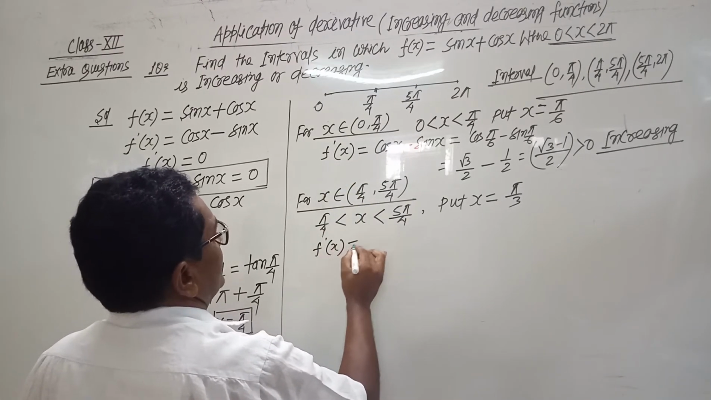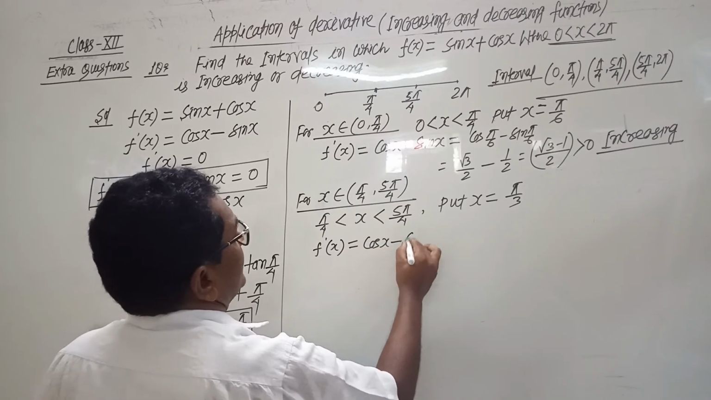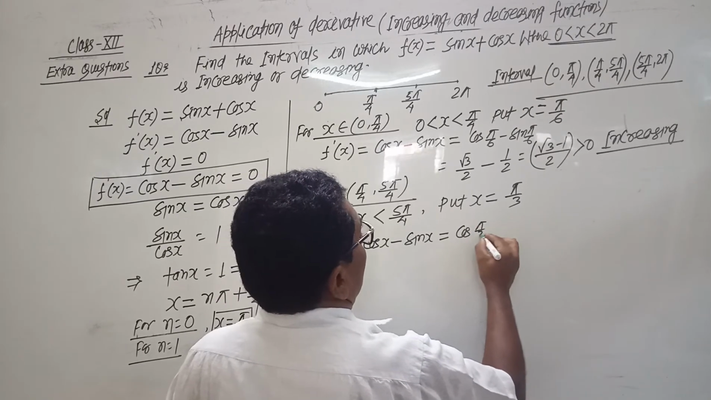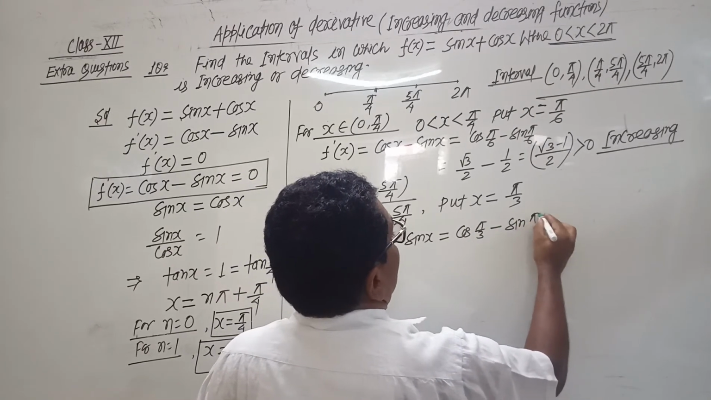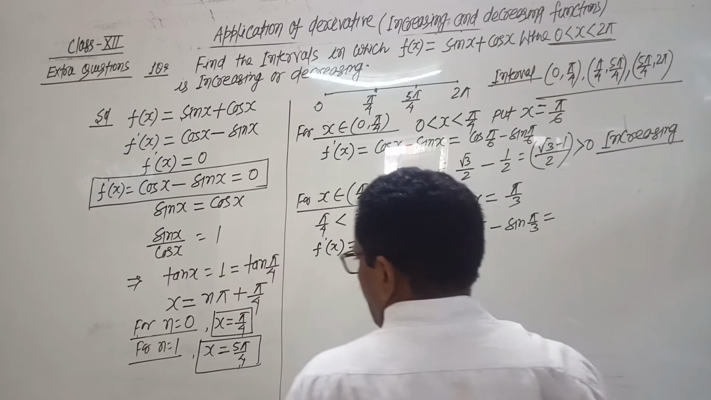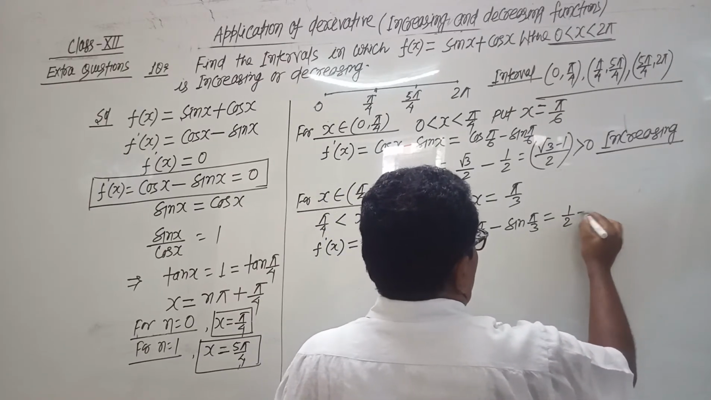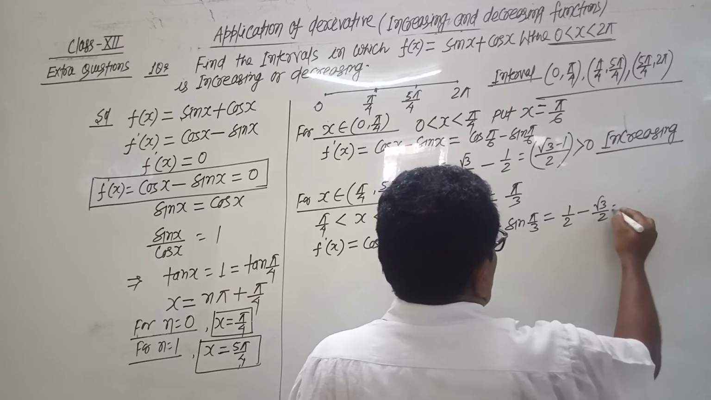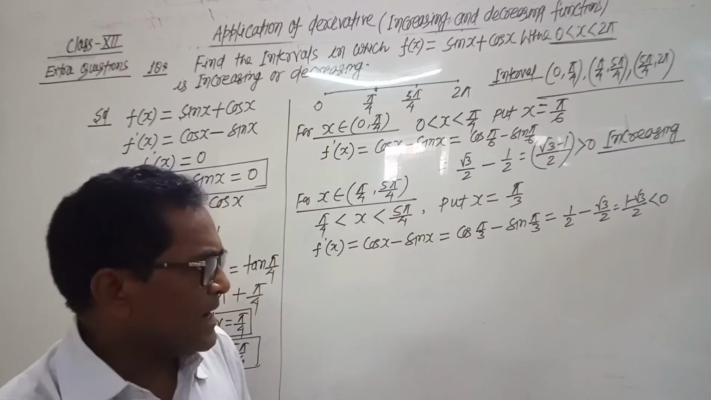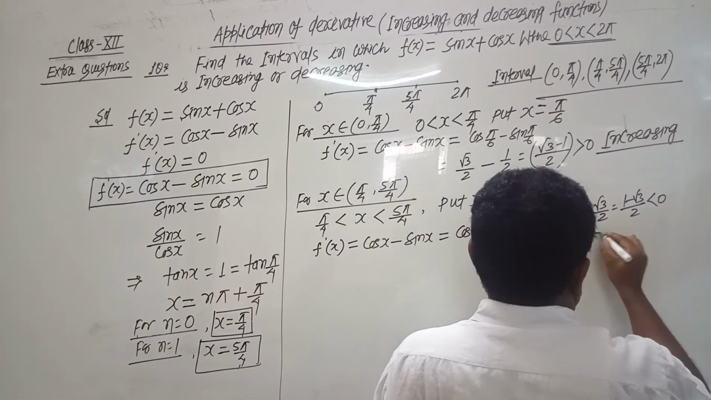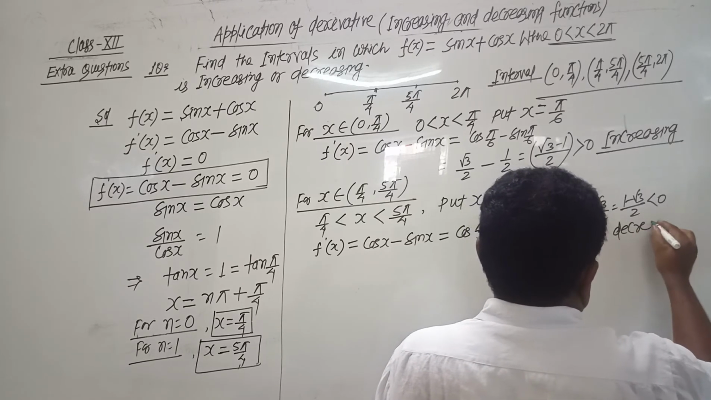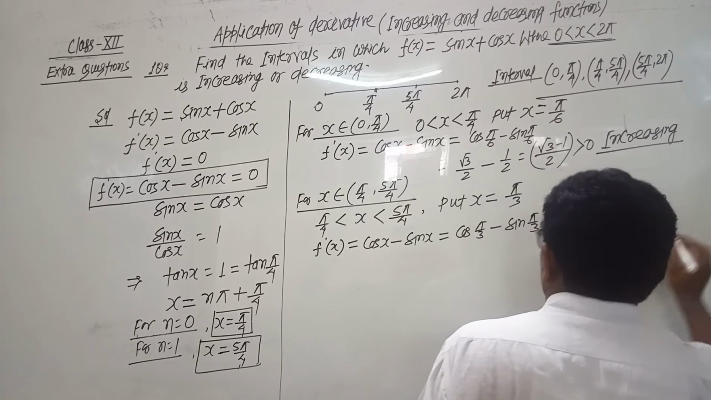So f dash x is again cos x minus sin x, and put x equals pi by 3. So cos pi by 3 minus sin pi by 3. Cos pi by 3 means cos 60 degree, and its value is 1 by 2, and sin 60 degree is root 3 by 2. So this is 1 minus root 3 by 2, which is less than 0. So this implies the function is decreasing in this interval.